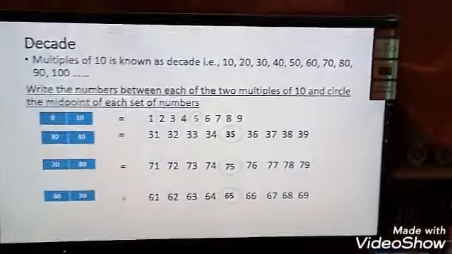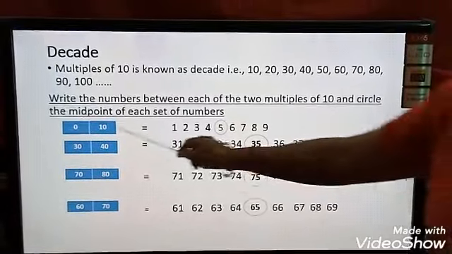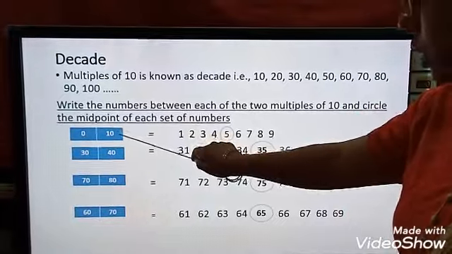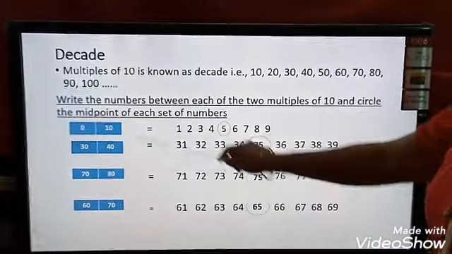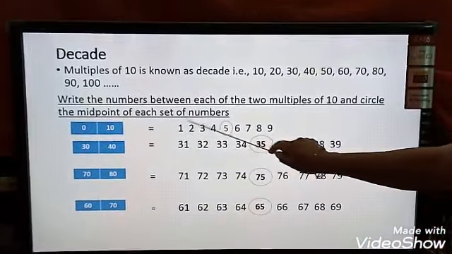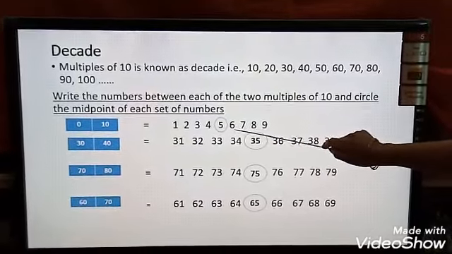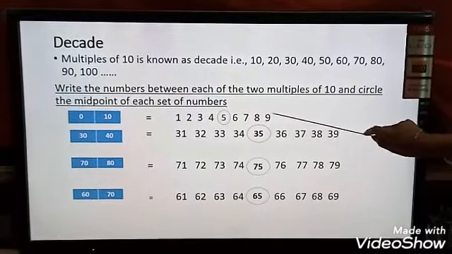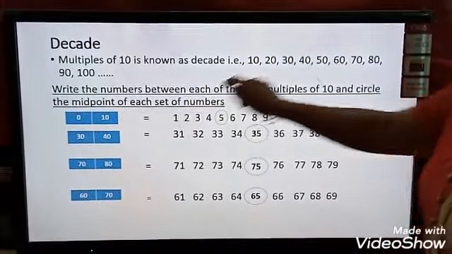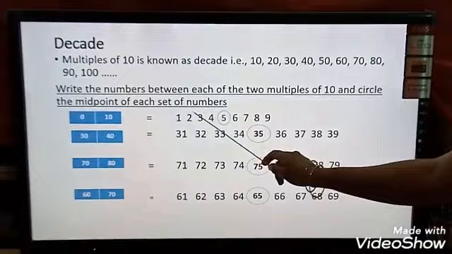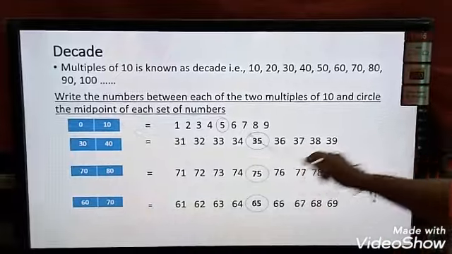Okay, how do we get the midpoint of the given number? You have here 0 and 10. You have to write the numbers in between 0 and 10. After 0 we have 1, 2, 3, 4, 5, 6, 7, 8 and 9. We are not going to write 0 as well as 10 because we are going to write the numbers in between these two. So we will be starting from the next number and we will be ending before that.